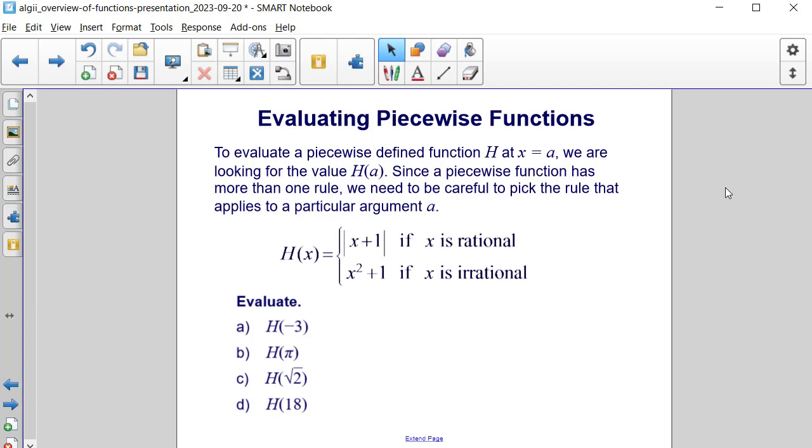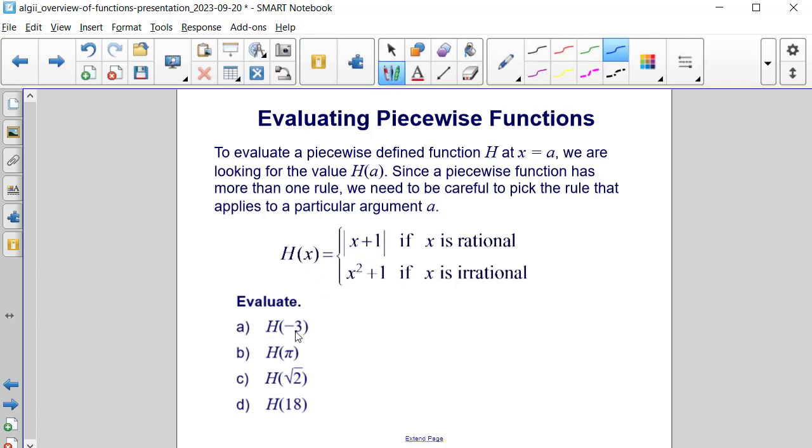Here's another example for evaluating piecewise functions. To evaluate a piecewise defined function h at x equals a, we are looking for the value of h of a. Since a piecewise function has more than one rule, we need to be careful to pick the rule that applies to a particular argument for each a value. We have that h of x is equal to the absolute value of the quantity x plus 1 if x is a rational number. H of x is equal to x squared plus 1 if x is irrational. So let's evaluate the function at these four x values.